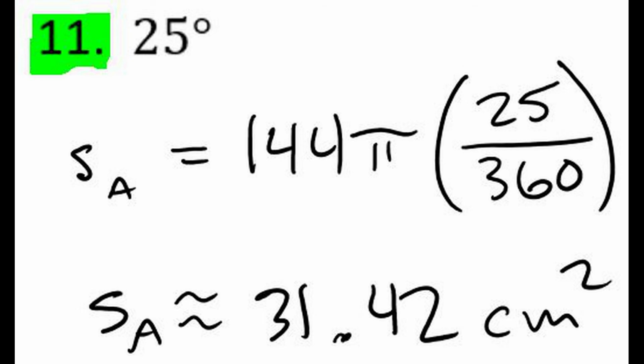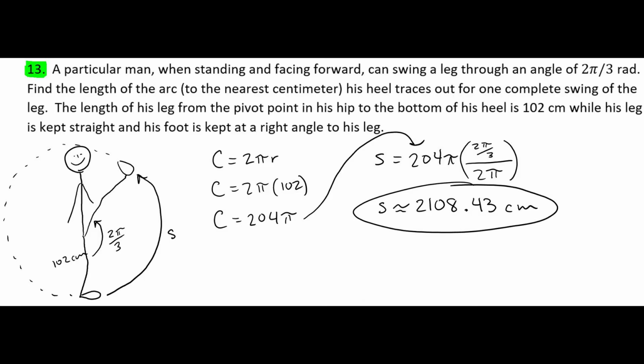Okay, number 13. We have a particular man, while standing facing forward, who can swing his leg through the air at an angle of 2 pi over 3. So pretty high kick. Find the length of his kick. So the arc length is what we're looking for as his heel traces out as it completes one swing. The length of his leg is 102 centimeters.